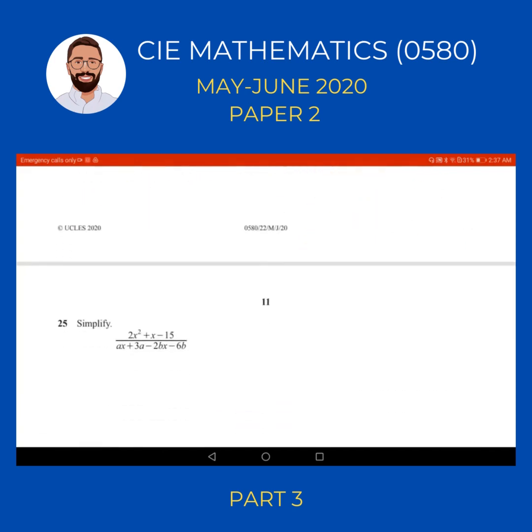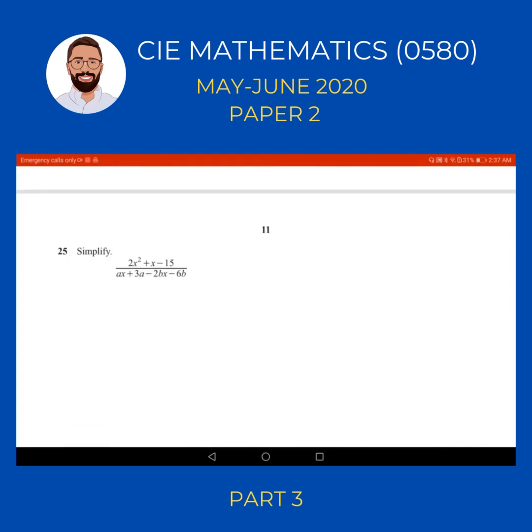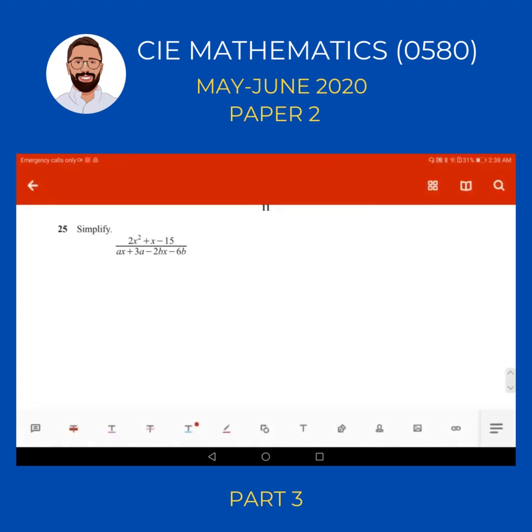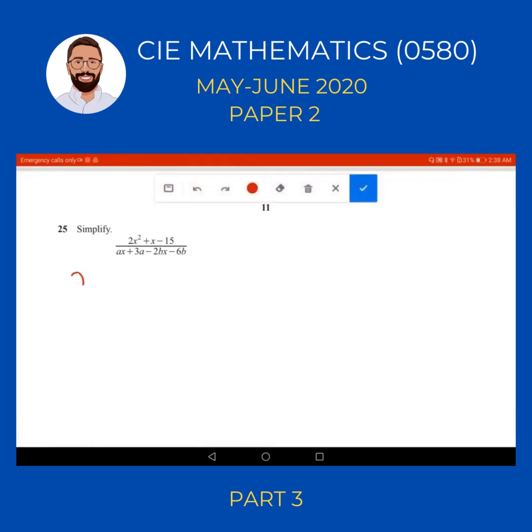Now, in question 25, it says simplify 2x squared plus x minus 15 over ax plus 3a minus 2bx minus 6b. So the thing here is that we need to factorize the numerator and then I need to factorize the denominator and then simplify. So let's factorize the numerator. So 2x squared plus x minus 15.